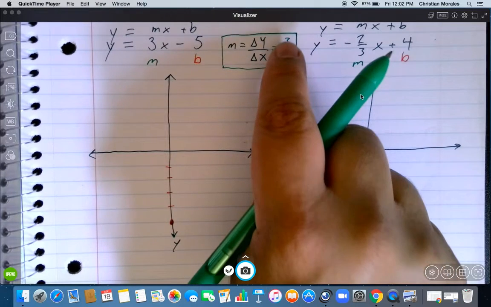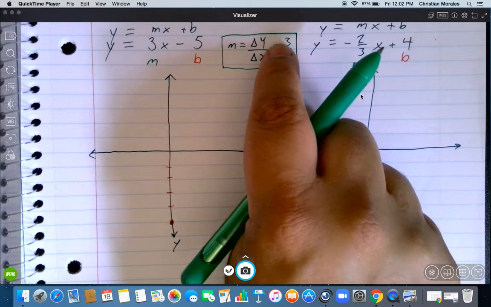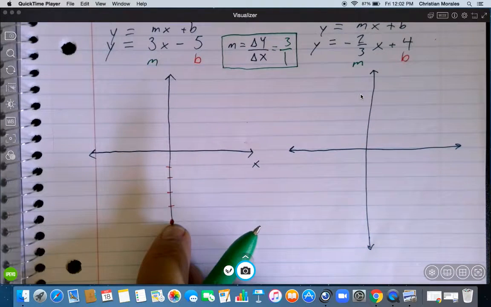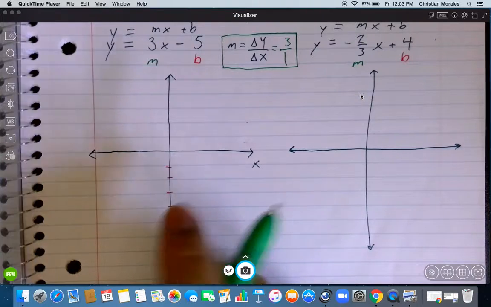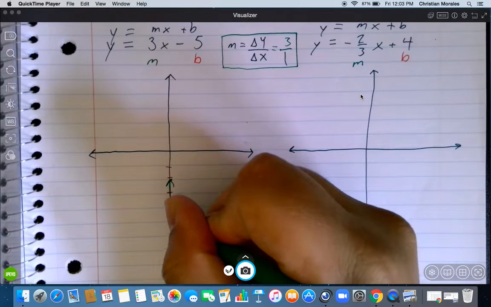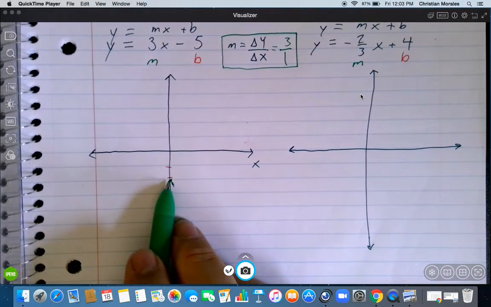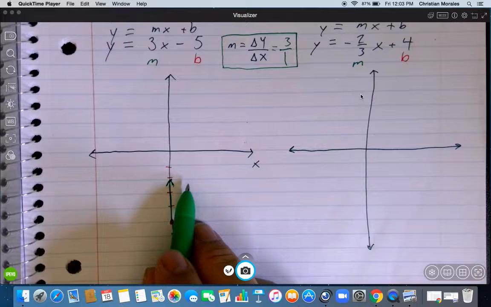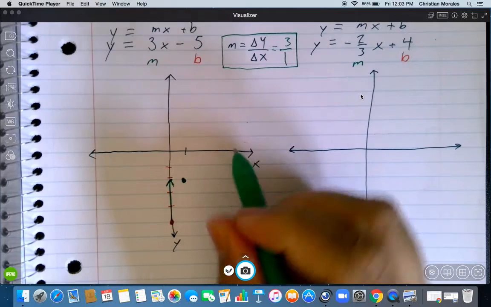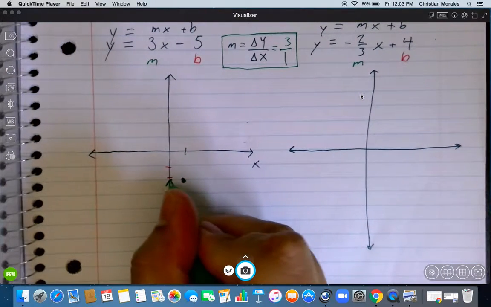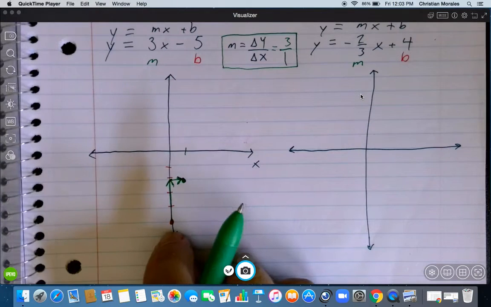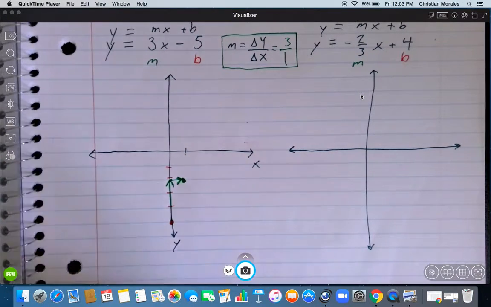You have your rise and your run, or as I like to call it, the change in y and the change in x. So what that means is, from your starting point, from the y-intercept, you're going to go up 3 spaces. 1, 2, 3. Up 3. And then to the right, you're going to move one space. Up 3, over 1. Your change in y and your change in x. And then you can draw your line.